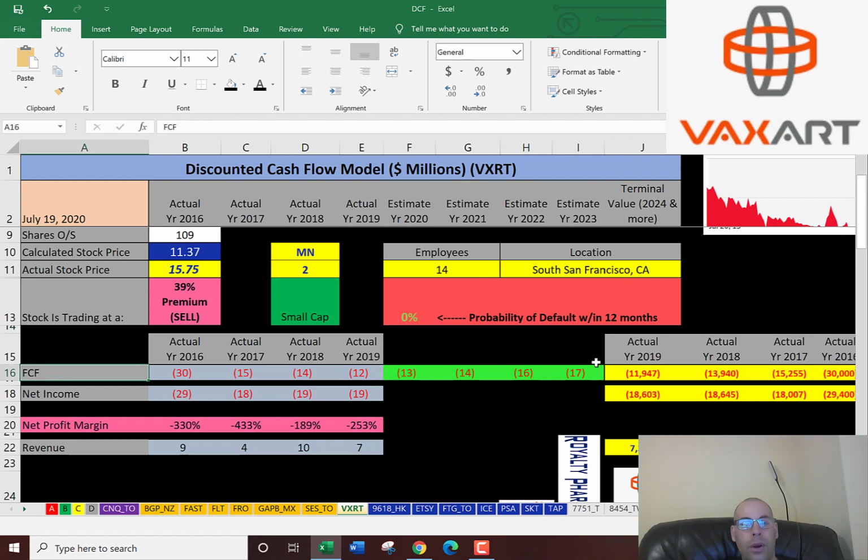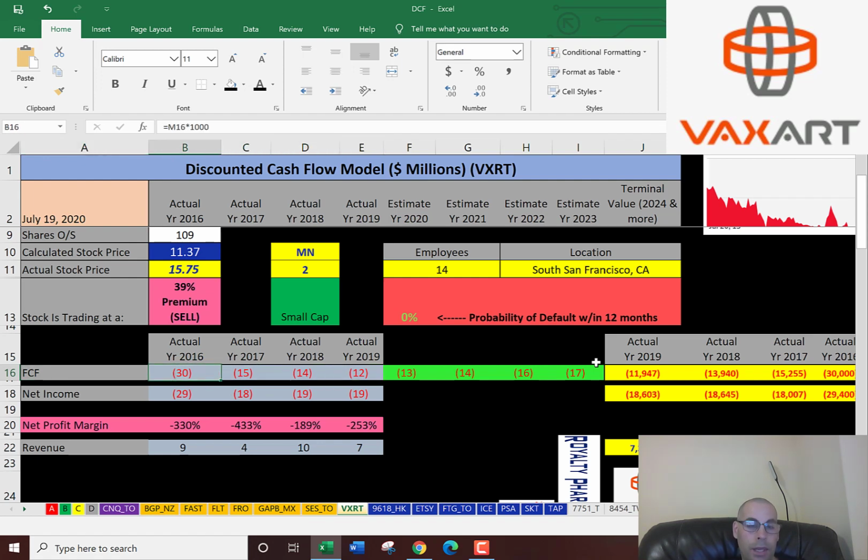Some of my models use a more aggressive approach on the previous financials. Others use a more conservative approach. The only way I could get a positive value is if there's some growth. In this case, they grew from 2016 to 2019. They went from negative 30 million to negative 12 million, which is an $18 million growth.